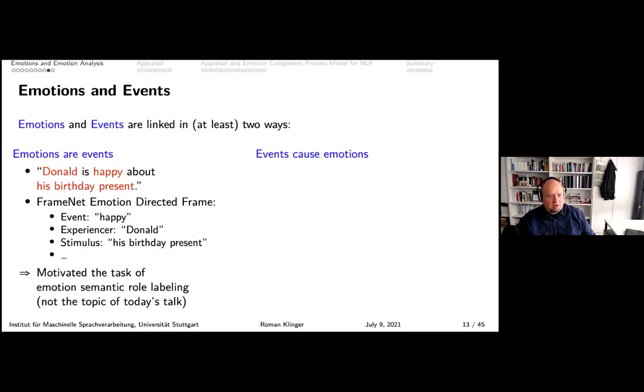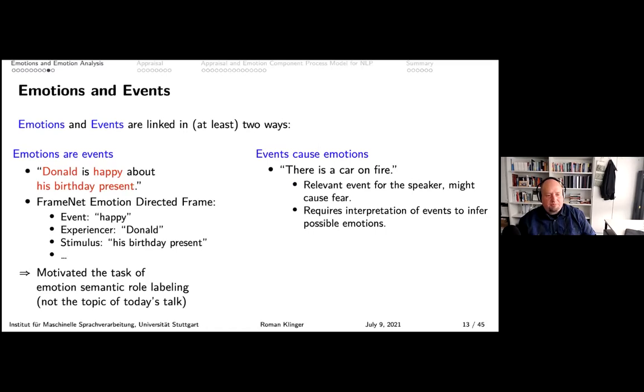What I would like to talk about is events that cause emotions. So let's say we have a textual description of an event. "There is a car on fire" doesn't express an emotion, but it is relevant. It might be a relevant event for the speaker, and it might cause fear in the speaker or other emotions, but let's say it's fear. But to infer this requires the interpretation of events to infer possible emotions. And this is what I would like to talk about today.